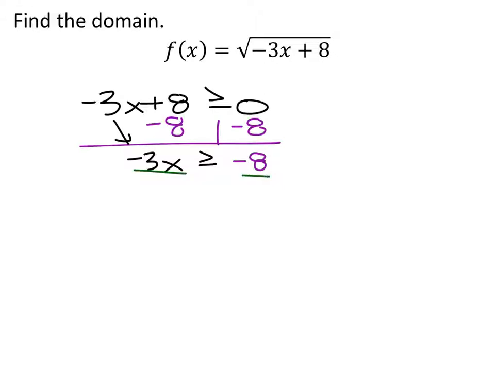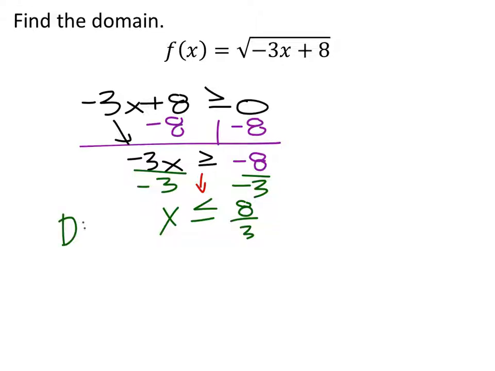And then we'll divide both sides by negative 3. So yeah, we did divide both sides by a negative, which is also going to flip that inequality. So we do need to flip that so that x now is less than or equal to 8/3. And that would be the domain, I guess.